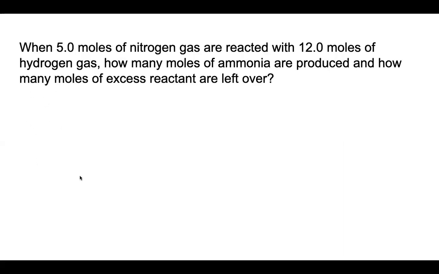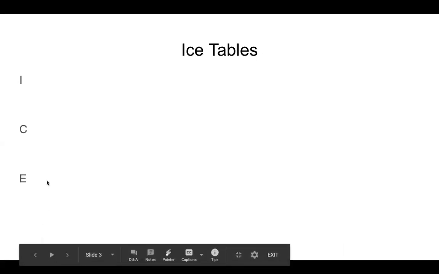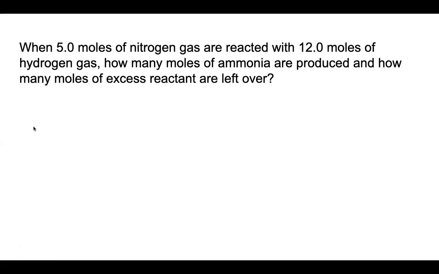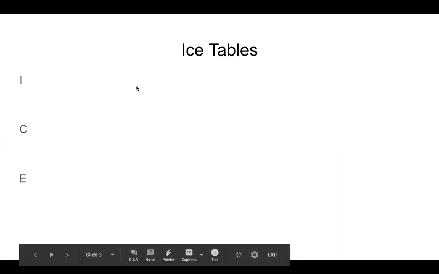So for an ice table, we're going to have I, C, and E. I stands for initial. So this is the initial amounts of reactants.